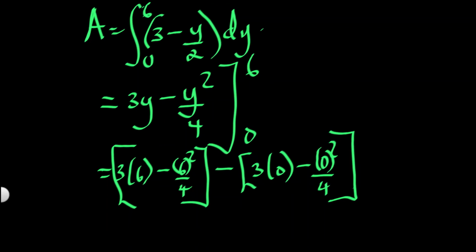If you punch this in your calculator, this is like 3 times 6, which is 18, minus 36 over 4, which is like 9. So if you punch this in your calculator, you get 9 units squared, which means you get the same answer as before, but we used a different approach. I hope this is very clear for everyone.